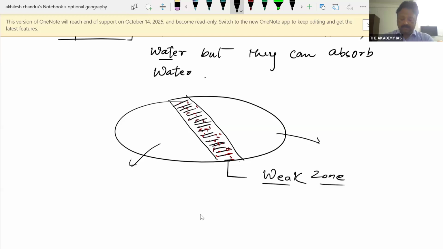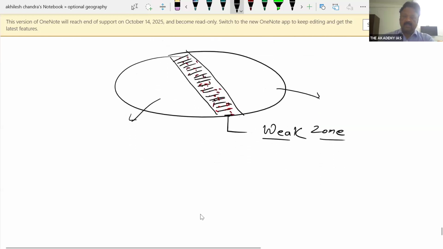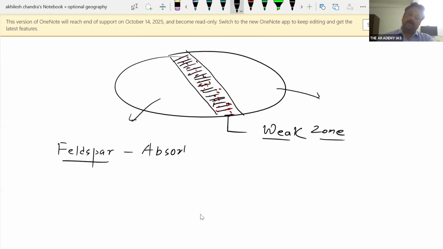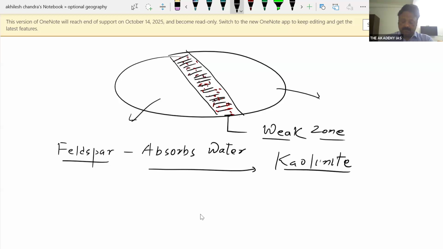Like there is feldspar. It is not soluble, but it absorbs water. Feldspar absorbs water and gets converted into a smoother mineral that is called kaolinite. Okay. So there is hydration.